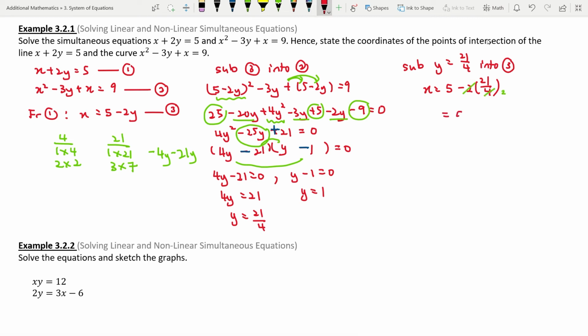x = 5 − 21/2, which is equal to 10/2 − 21/2, and we get −11/2. Hence, the first coordinate of the point of intersection between the line and the curve is (−11/2, 21/4).